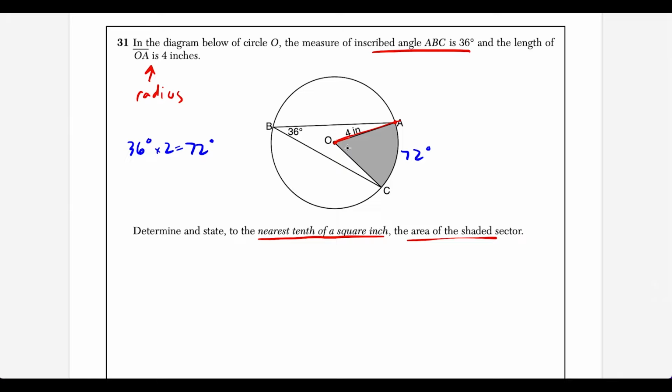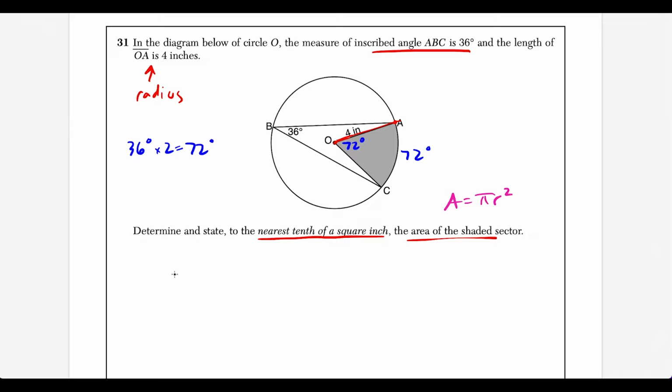And that tells us the measure of the central angle is 72 degrees like this, because the measure of a central angle is equal to the degree measure of the arc that it intercepts. So now we have enough information to answer this question. What we're going to do to find the area of just the shaded region is treat this as a proportion. Well, the total area of a circle is pi r squared.